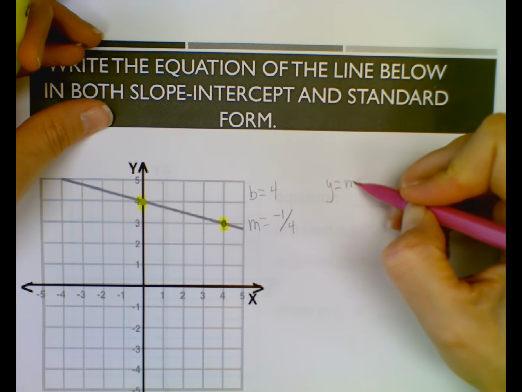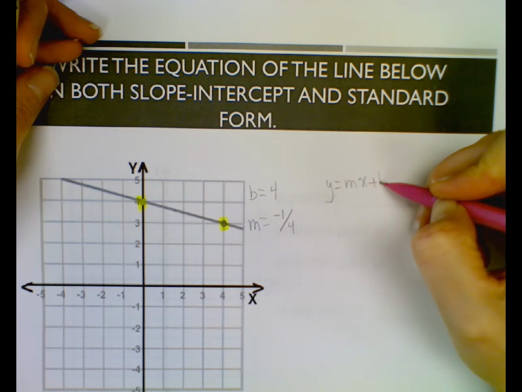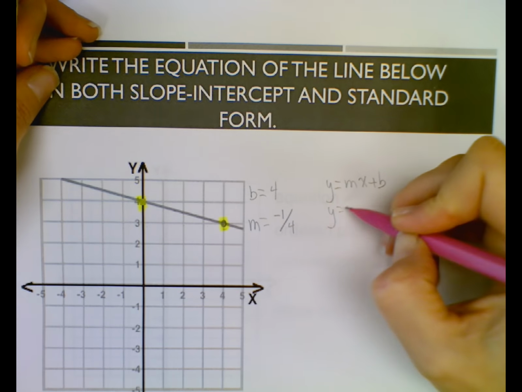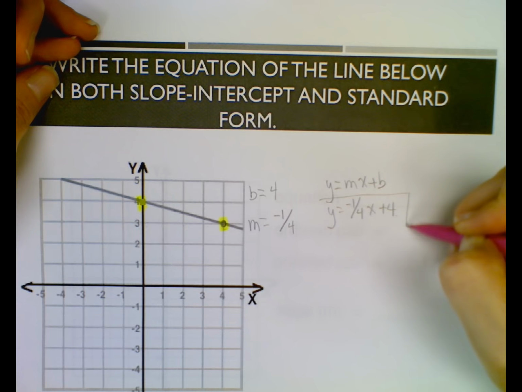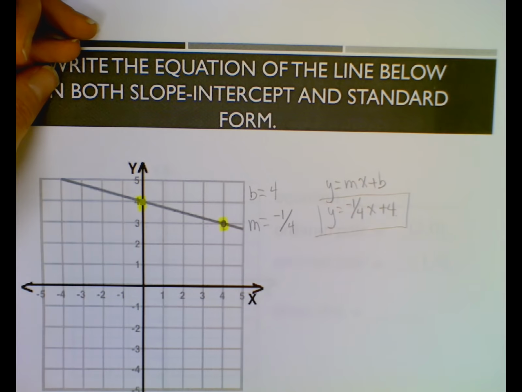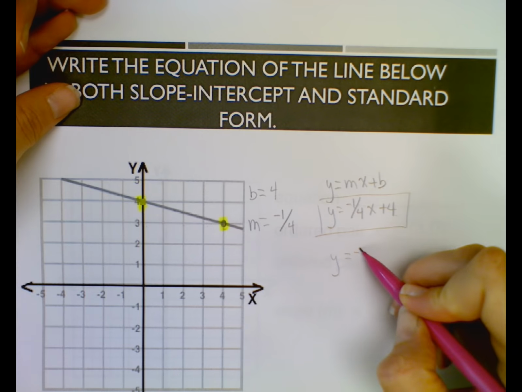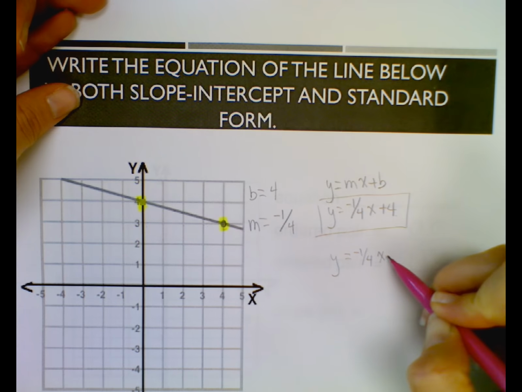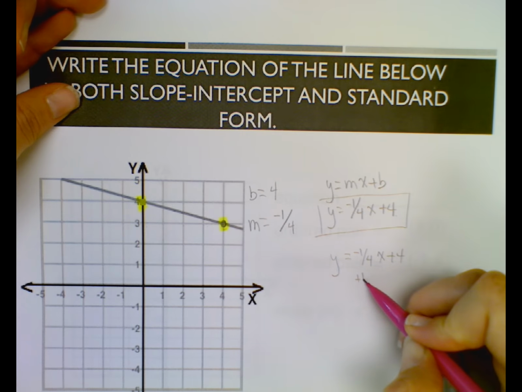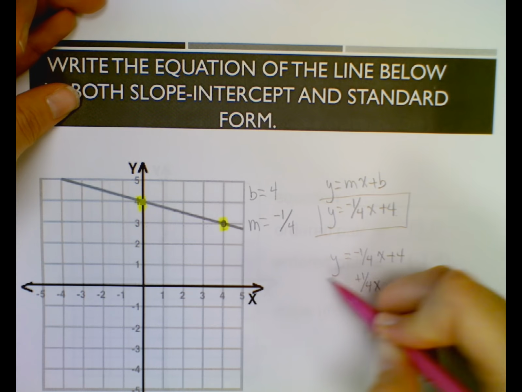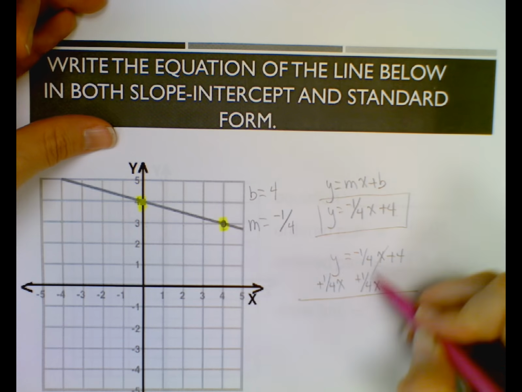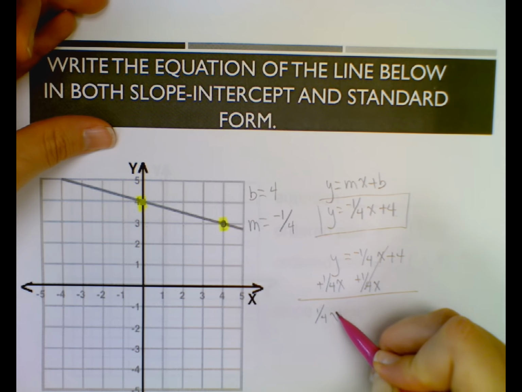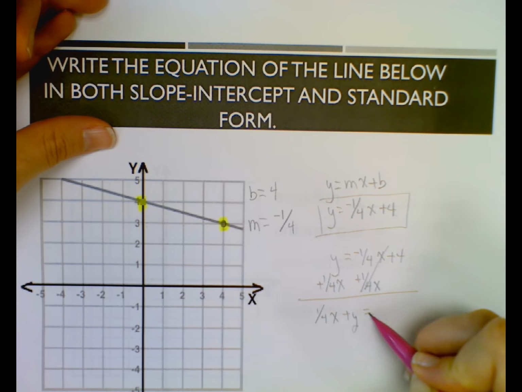If I start with slope-intercept form, y equals negative 1/4 x plus 4. There's my slope-intercept. And to get to standard, again, I'm just going to manipulate what I have here. So I'll start by moving my x over, by adding 1/4 x to both sides. So now I have 1/4 x plus y equals 4.